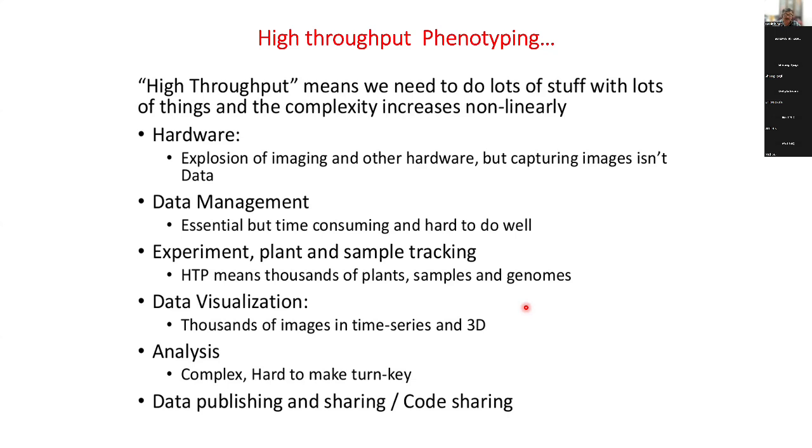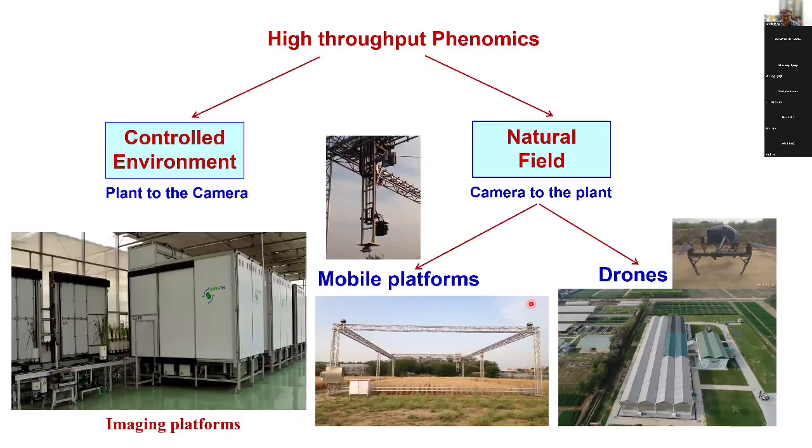Then the analysis part: obviously, when the large data comes, we need to choose which kind of information we want to take out of it. And once all the information comes, we need to see how this data can be published, and ultimately how the information we obtain in a high-throughput manner can be put into the breeding pipeline for crop improvement.